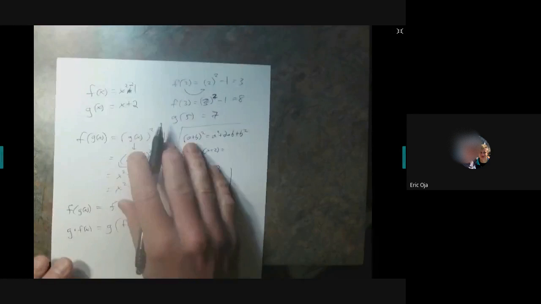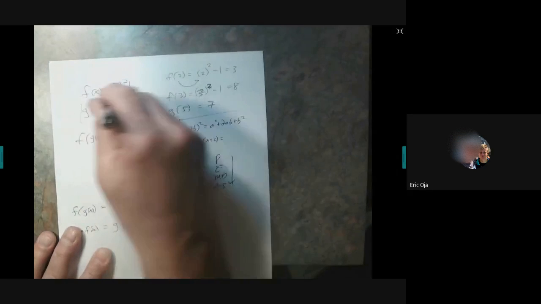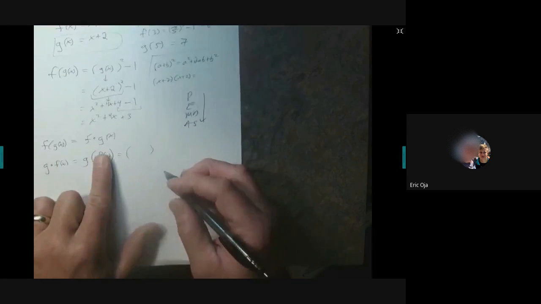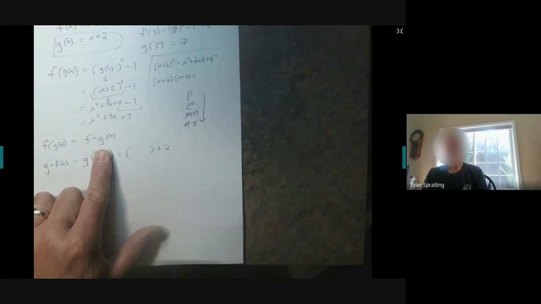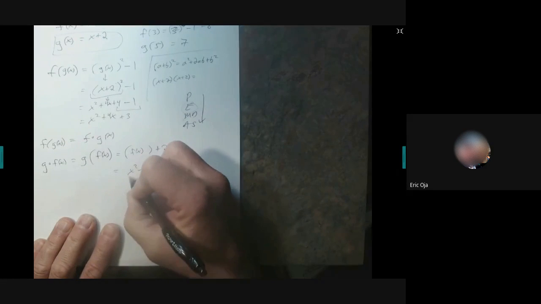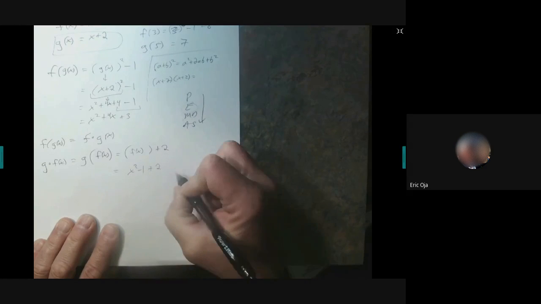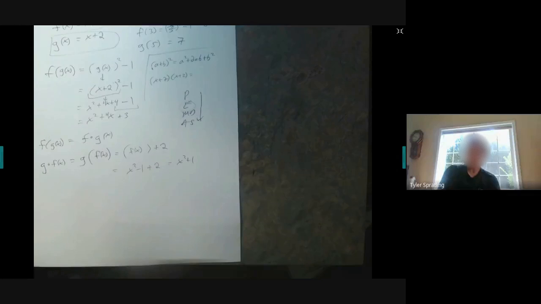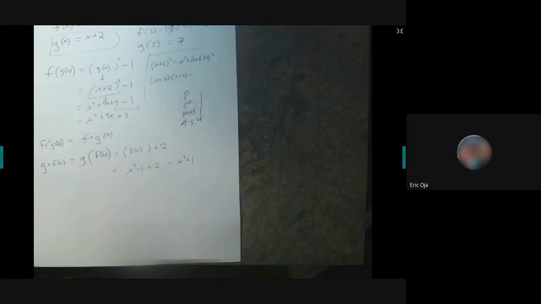And what's our rule for g? Our rule for g is we just add 2 to the input. So g of something would just be something plus 2. So just be x squared minus 1. Exactly. It's going to be f of x plus 2, which is x squared minus 1 plus 2, which is just x squared plus 1, right? That's it.